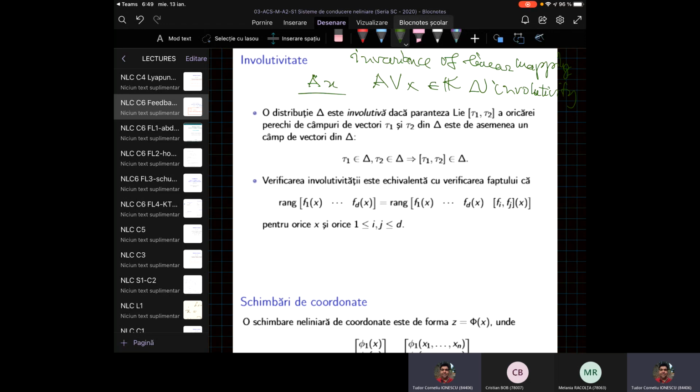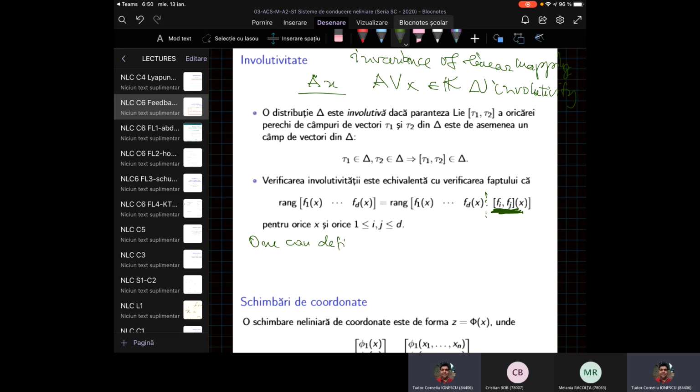So the distribution is called involutive. A characterization of this property is that a distribution is involutive if the rank of this matrix is the same as the rank of this matrix, where instead of f d you add the brackets of f i and f j. This is also very much related, so these notions are related, and you can define with this.